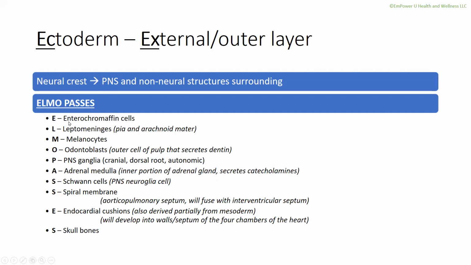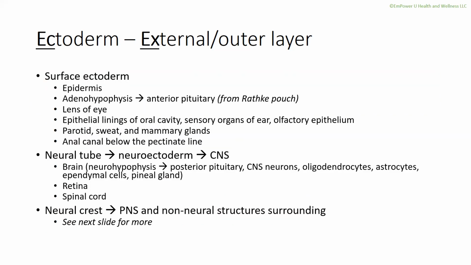Our enterochromaffin cells, our meninges like pia and arachnoid mater, our melanocytes. That's different. That's not peripheral nervous system. Odontoblasts, that's the outer portion of pulp that secretes dentin. Peripheral nervous system ganglia. The adrenal medulla, remember I said comes from neural crest cells. Your Schwann cells, which are a neuroglial cell. Your spiral septum, which is going to actually become part of your heart. Endocardial cushions also will become part of your heart, and skull bones. So some random stuff that comes from our neural crest cells. These ones are easier to remember.